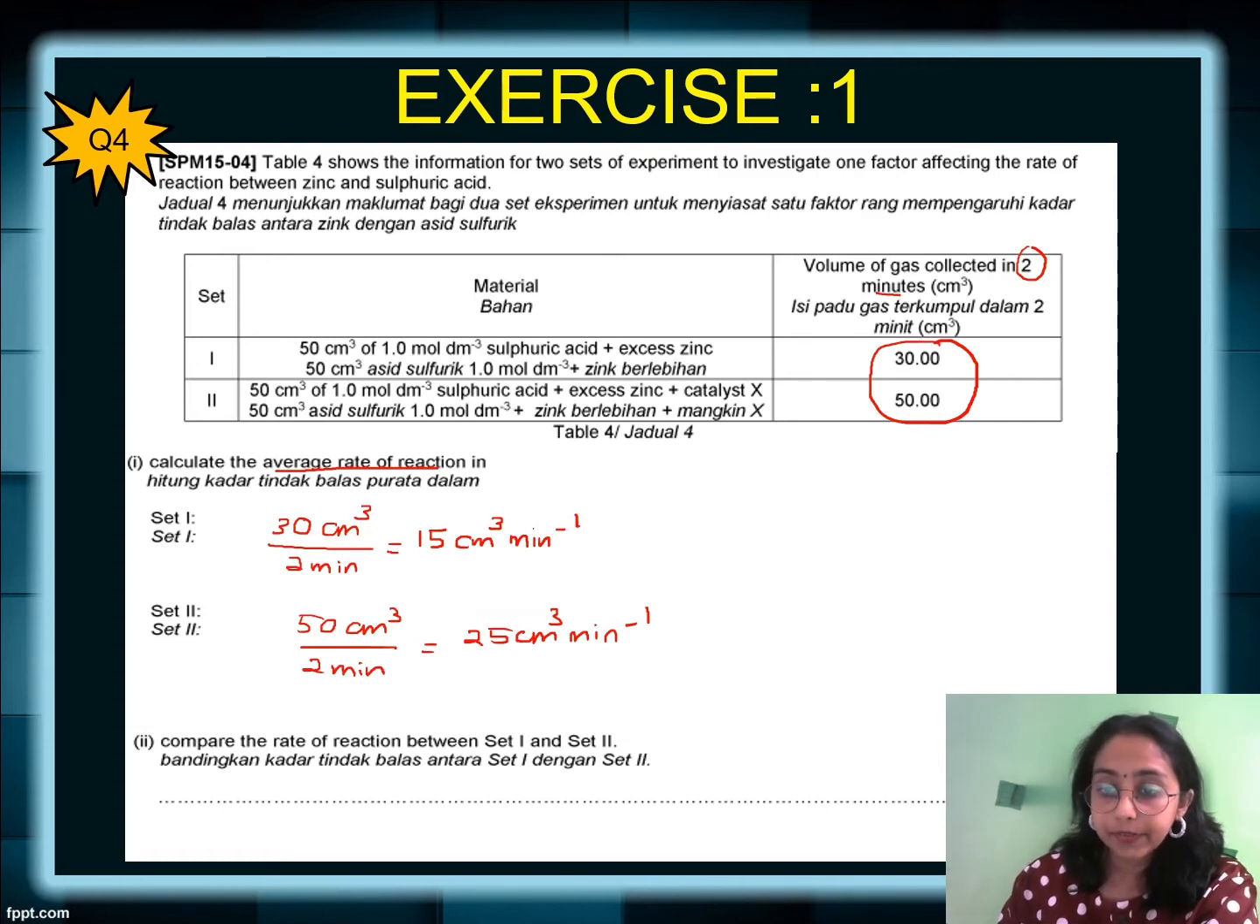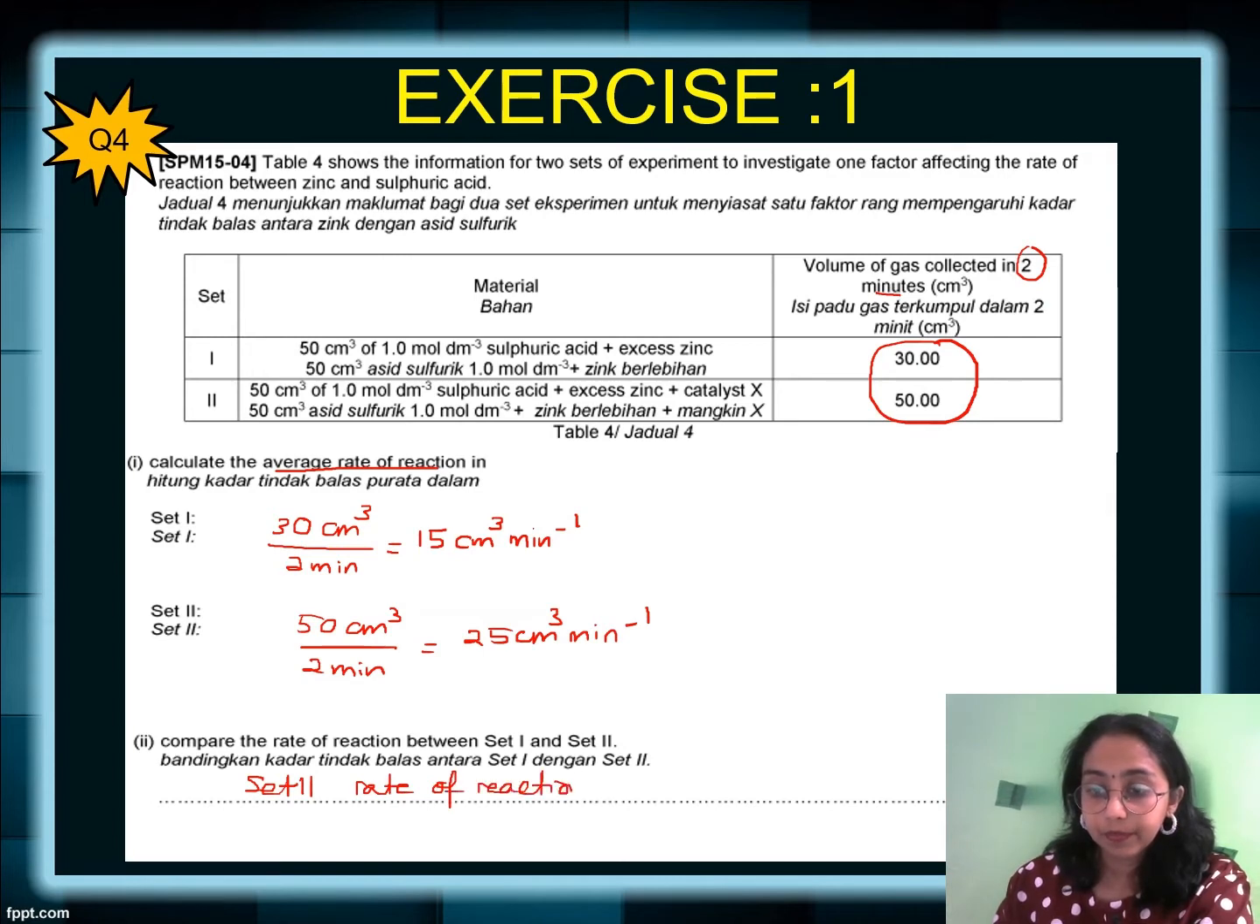And then comparing the rate of reaction between set 1 and set 2. How do I determine which one is higher? You look at the number. The bigger the number, the greater the number, that means that's the indication the rate of reaction is higher. So when you're comparing set 1 to set 2, we understood that set 2 rate of reaction is higher. So you just say set 2 rate of reaction is higher than set 1.